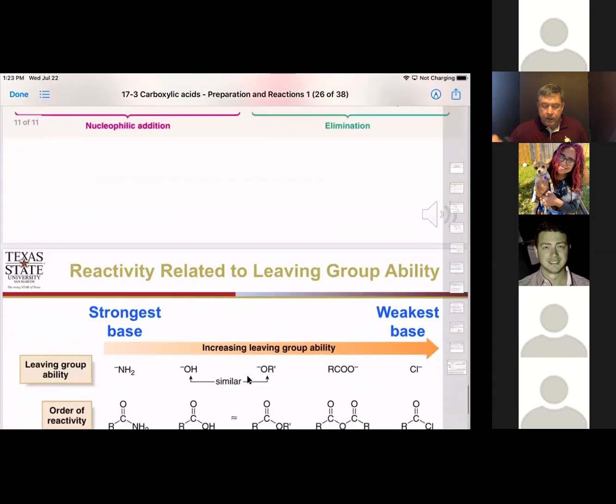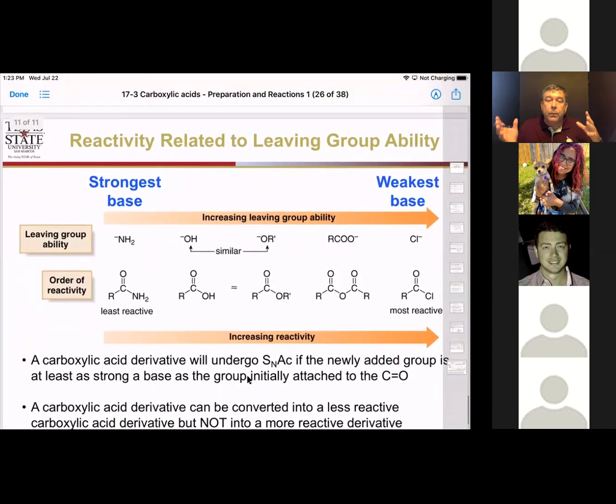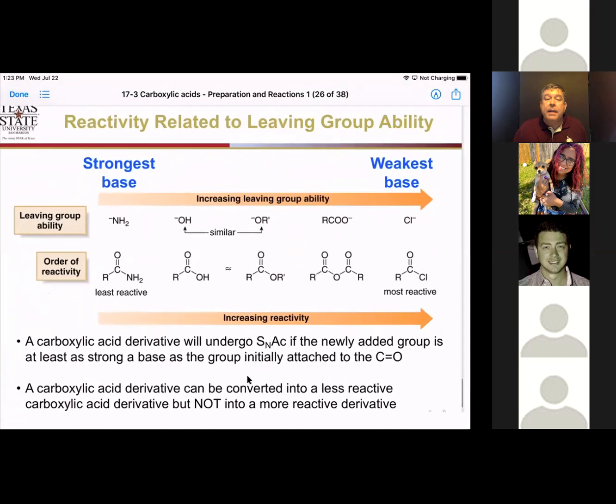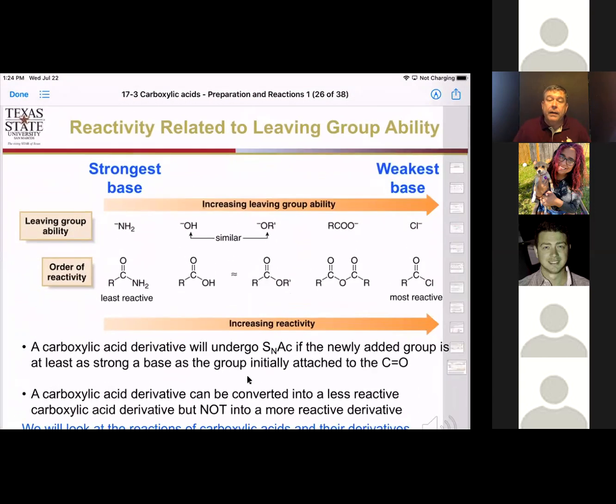So how do we know which things are going to leave or not? The idea here is, can we have something leave as a stable ion? We have different things like the chloride ion or the acetate ion, the alcohol, the hydroxide, or the amine. Those are all better leaving groups than the carbon anion or the hydride anion, because those are much, much stronger bases. So we can get these to leave as stable ions.